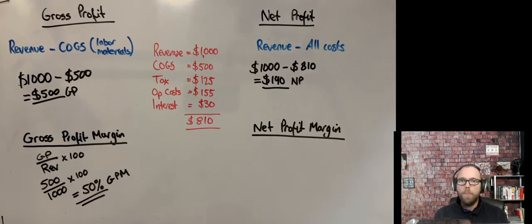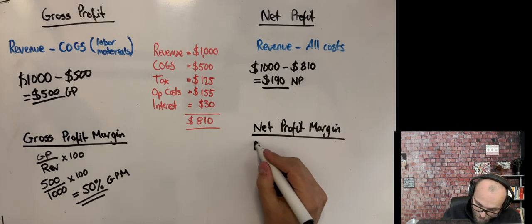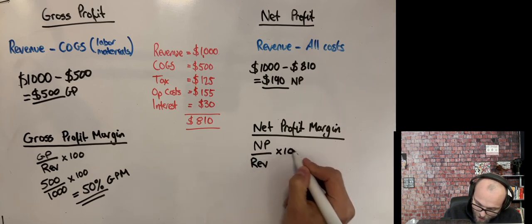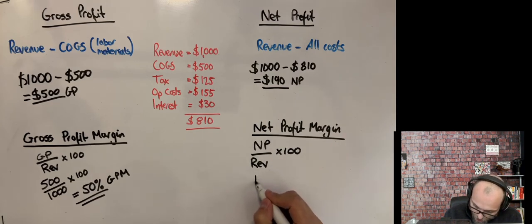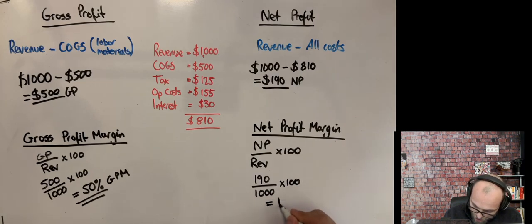But again, that only tells you part of the equation, because your costs could be a lot higher, so you're going to make a net profit which is a lot less. So how do we calculate net profit margin? Well, it's pretty similar. It's basically net profit divided by revenue multiplied by 100 again. So in this example, what do we have as net profit? It was 190 divided by 1,000, which would be 0.19 times 100, and that equals 19%, which is your net profit margin.